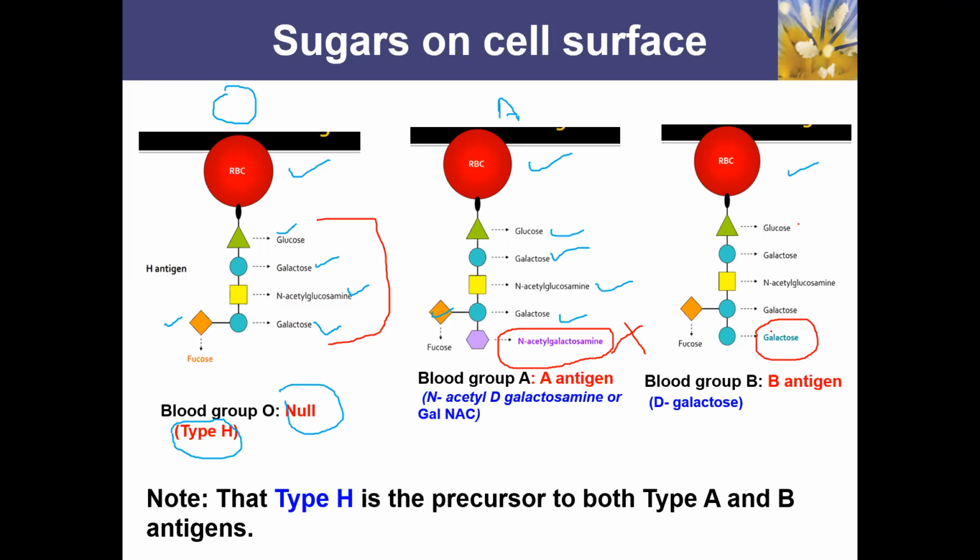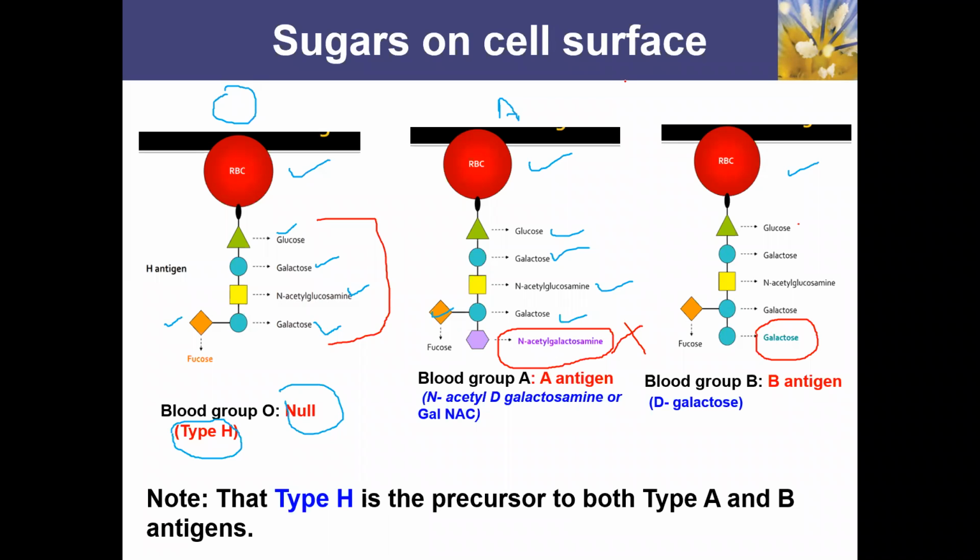Now, who will tell me what the blood group AB is? If a person is with blood group AB, what will that person have on his RBC? Would they have the N-acetyl galactosamine, the purple one, and then also another galactose? Absolutely. What about the H antigen? Will they have H antigen?